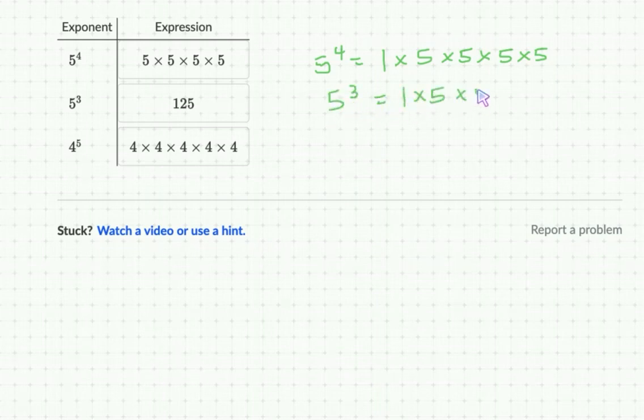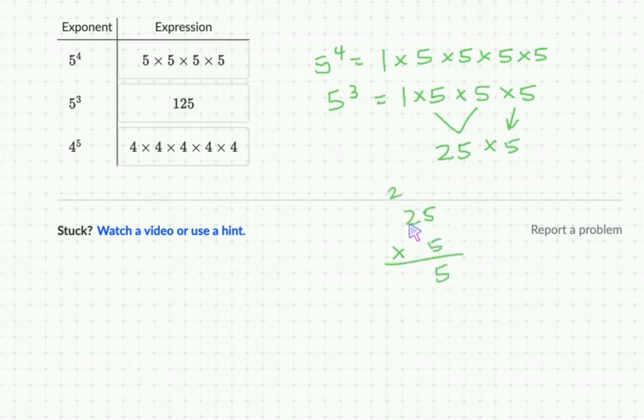Let's see, it has 3 5s, and we're just going to double check and make sure that that is the answer. 5 times 5 is 25. Then I still have to multiply by that last 5. 25 times 5: 5 times 5 is 25, 5 times 2 is 10, 10 plus 2 is 12, so 125. So these are all correct.